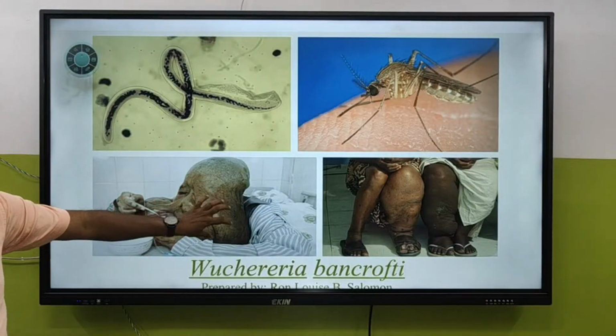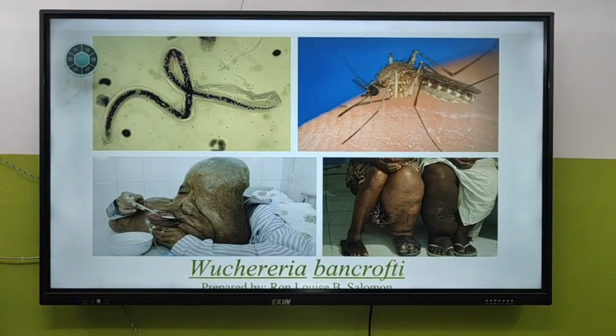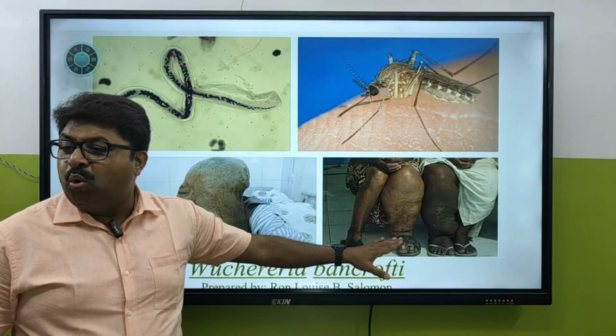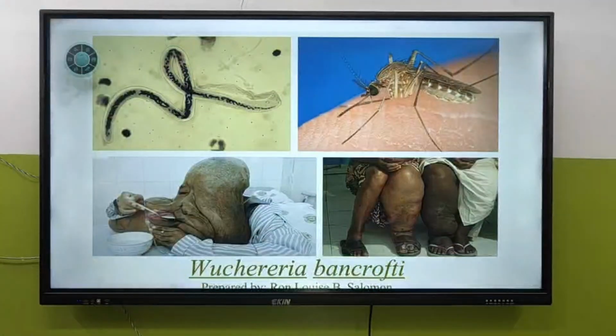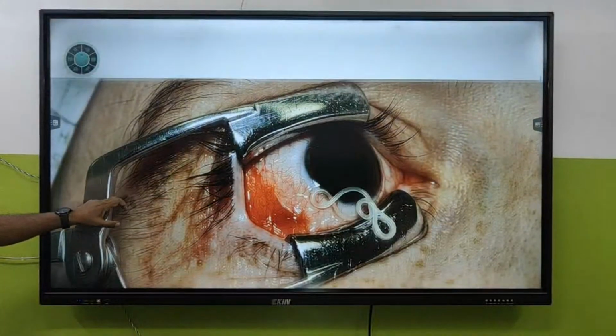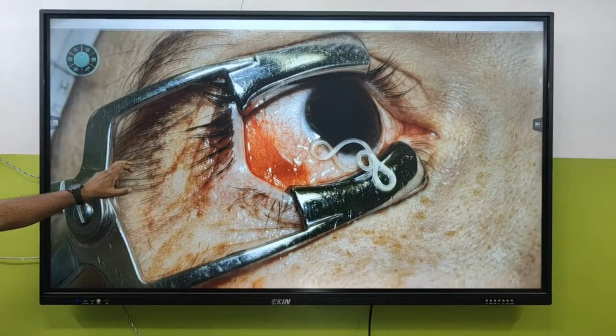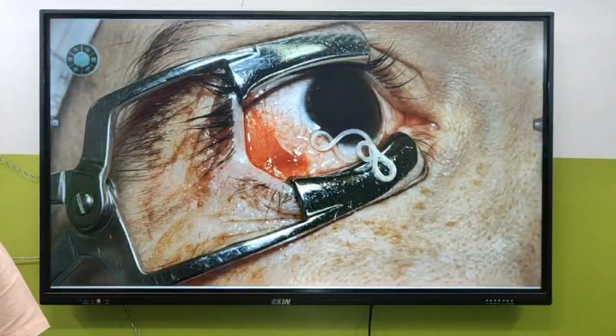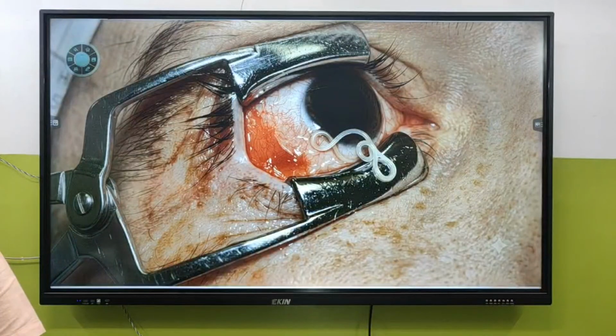And see, this is the part of the body where it can happen. See the face. Normally, it affects the lower part of the body. But see, the upper part of the body also got affected. Think about it. This is Loa loa, the eye worm. Can you see that?